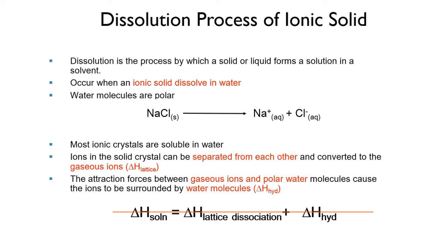Occurs when an ionic solid is dissolved in water. This definition we learned in 2.1 already. The crystalline solid or ionic solid dissolved in water forms the aqueous ion. Okay, aqueous cation, aqueous anion. Most ionic crystals are soluble in water. Ions in the solid crystal can be separated from each other and converted to gaseous ions.